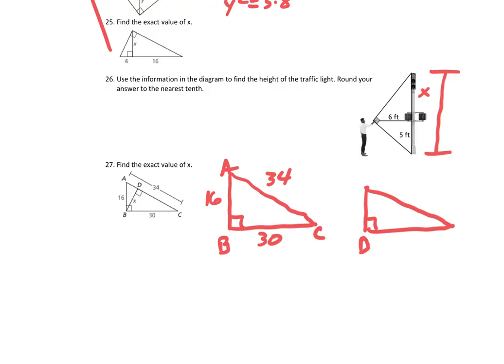The 90-degree angle is D, B, C. BD is x. We don't know that. But we know that BC is 30. And now we should be able to set it up. Okay, you don't necessarily need all three sides here, but now we can set up a proportion. 34 matches with 30, 16 matches with x.